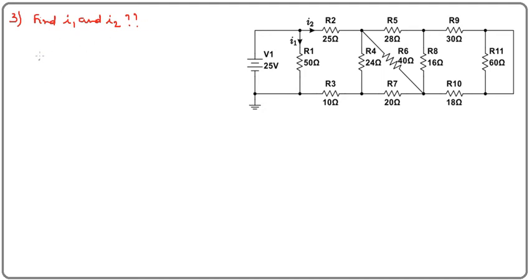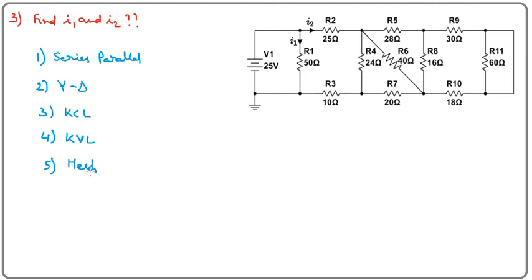The first method is series parallel combination. Second method is star delta. Third method is Kirchhoff's current law. And fourth method is Kirchhoff's voltage law. Fifth method is mesh analysis. And sixth method is nodal analysis.